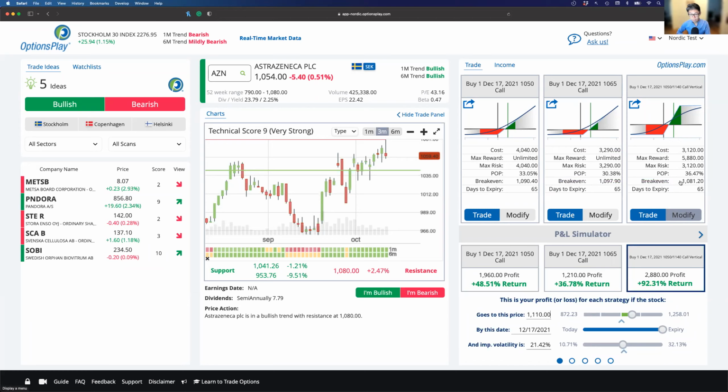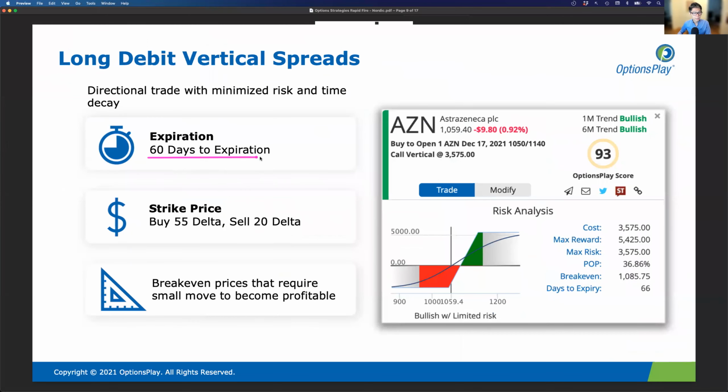So when we talk about a vertical spread, we're going out to the same 60 days to expiration. We're buying an in the money call option and selling an out of the money call option against it. This is really where the break-even prices will require a smaller move before you're profitable. By reducing your risk and your capital outlay, you amplify your returns if the trade is correct. And if your trade is incorrect, you actually lose less money because you laid out less capital to start with.